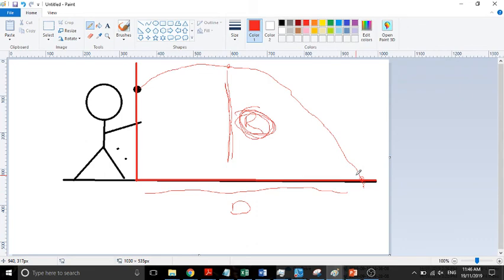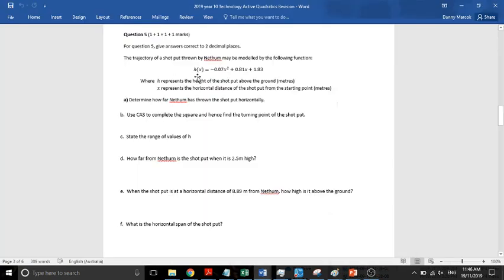So for here, we have been given an equation, and it didn't tell us to graph it, but we graphed it anyway, so we had an idea as to what was going on. We worked out how far it went. We completed the square to find a turning point. We used that to state the range of values of h. We found out where it was when it was 2.5 meters high. We found out how high it was when it was 8.89 meters away from Nitham, and then we found the domain as well.